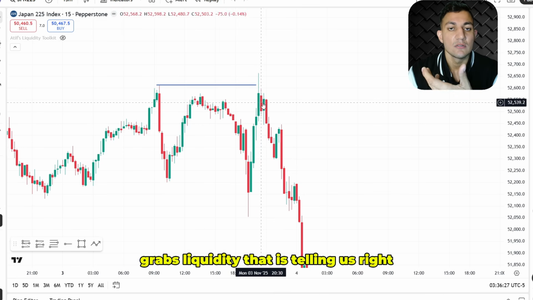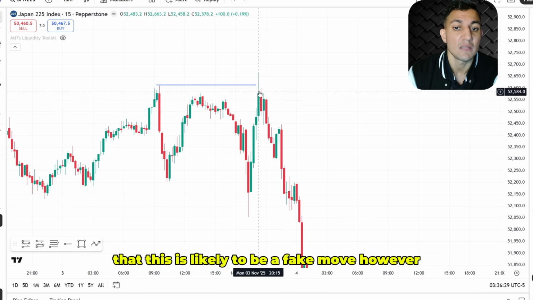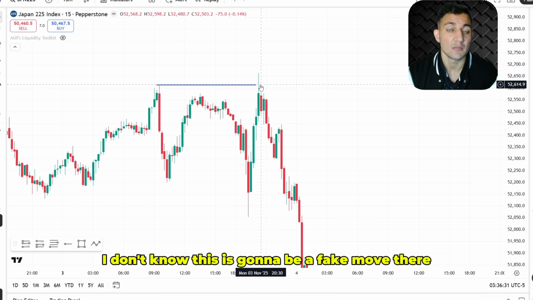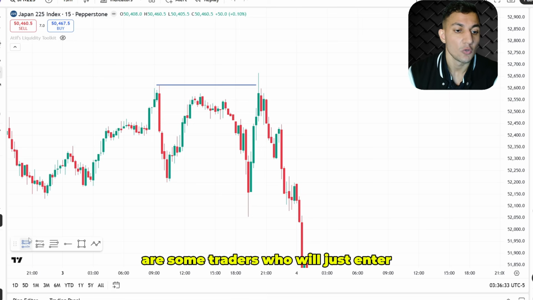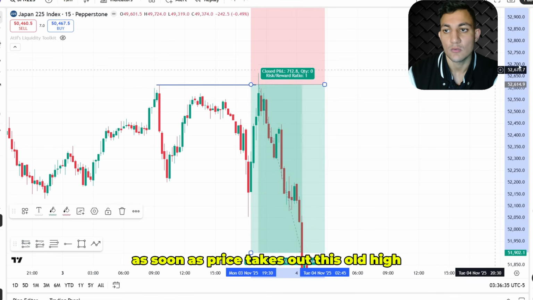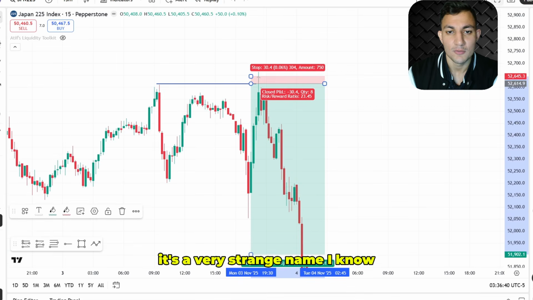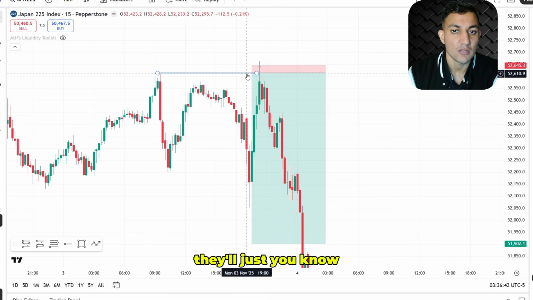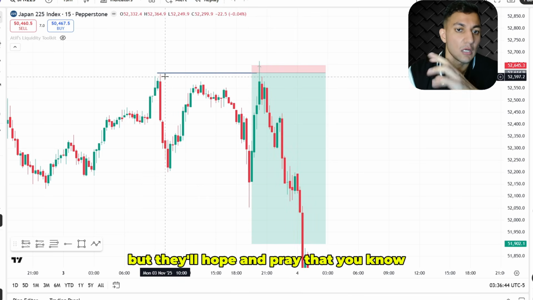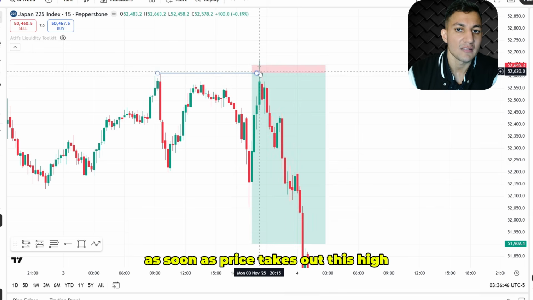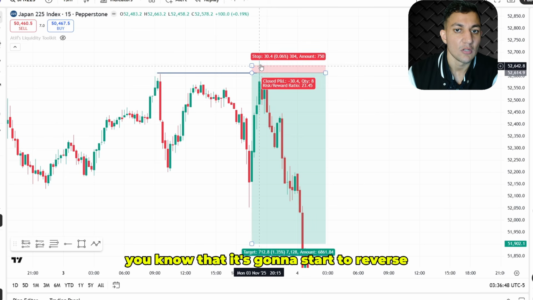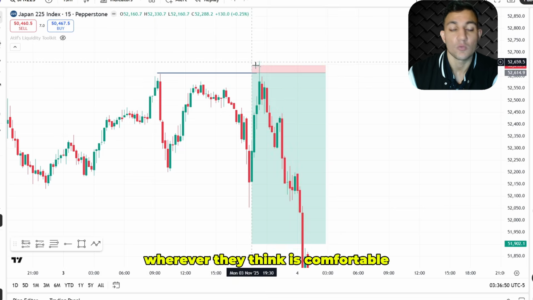That is telling us that this is likely to be a fake move. However, I don't know this is going to be a fake move. There are some traders who will just enter as soon as price takes out this old high. And you might hear this called turtle soup, which is a very strange name, I know. But that's what these traders will do. They'll hope and pray that as soon as price takes out this high, it's going to start to reverse, and they put their stop loss wherever they think is comfortable.